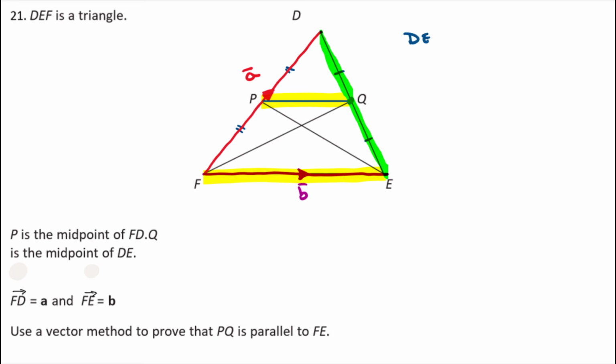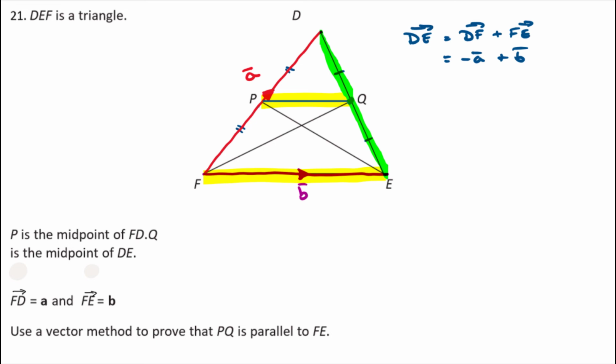Vector D to E is the same thing as going from D to F and then going from F to E. Yes? Now D to F we know is the opposite direction of vector A, so that's going to be minus A, and F to E we know is B. Okay, so D to E is B minus A basically, isn't it?